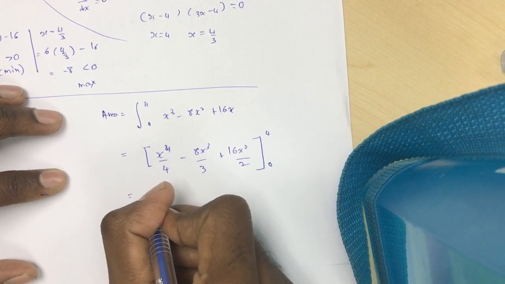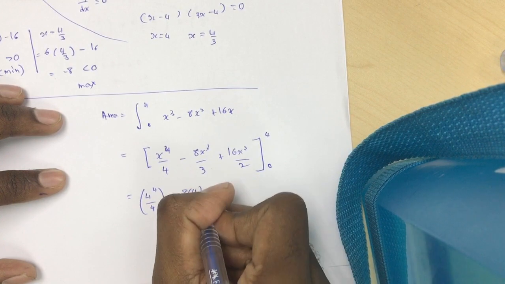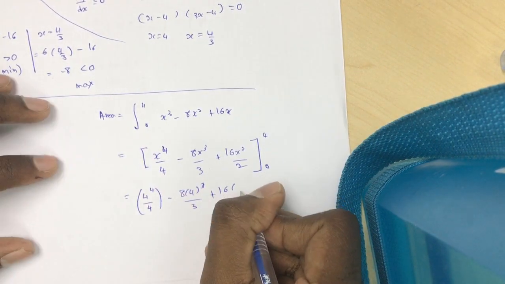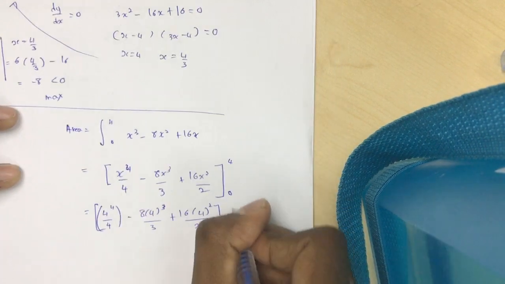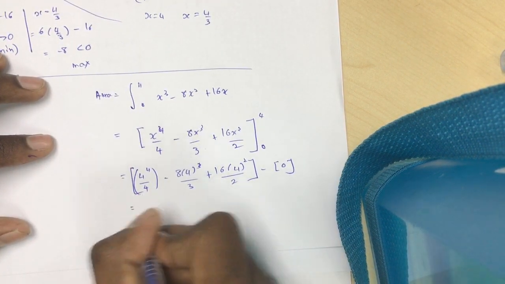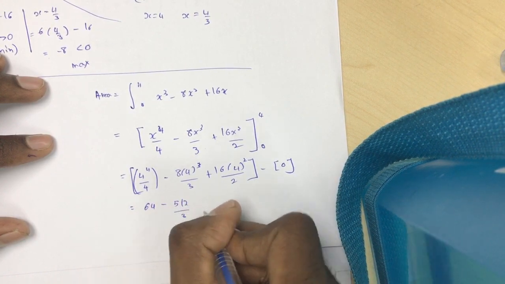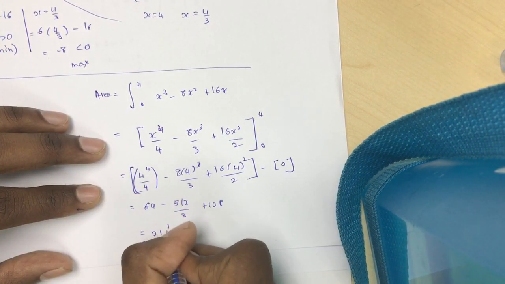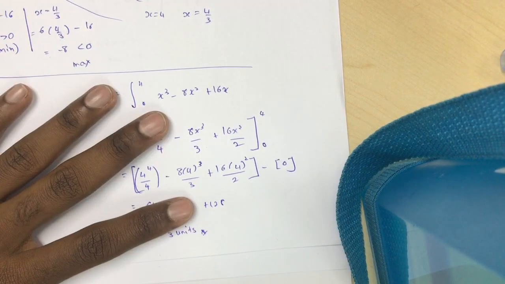So I'll put here 4 to the power 4 over 4 minus 8 times 4 cubed over 3 plus 16 times 4 squared over 2. You can simplify this if you want, but I don't see the need. So I will just show you minus 0 just to fit the calculation. So with that, you compute, you should get 64 minus 512 over 3 plus 128. I already pre-calculated, so that's why I do it fast. So 21 1 over 3. That's the area. And remember to write units. If you don't write it also, it's fine.